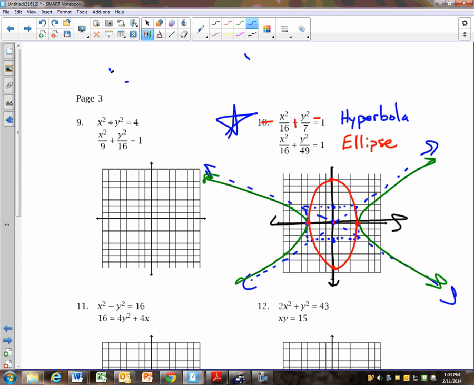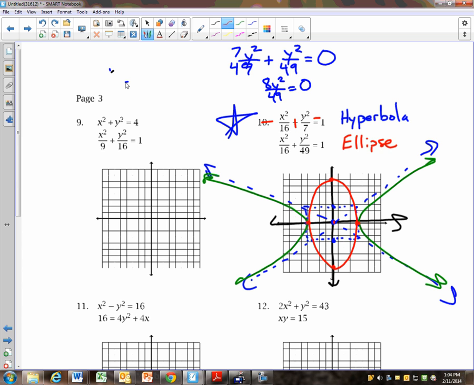Then you get y squared over 7 plus y squared over 49 equals, what's negative 1 plus 1? 0. So that's what I have to solve. In order to add 2 fractions together, I have to have common denominators. Multiply top and bottom by 7. It's 7y squared over 49 plus 1y squared over 49 equals 0. Add those together, what do you get? 8y squared over 49 equals 0.